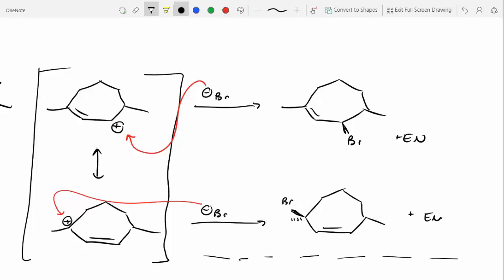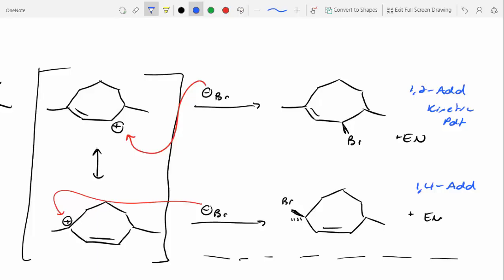All right, so which one was our 1,2 addition product? The top one. So let's look at this. This is 1,2 addition. This is always going to be our kinetic product. The bottom one is going to be our 1,4 addition. Is our 1,4 addition our thermodynamic product? Yes. Is it?